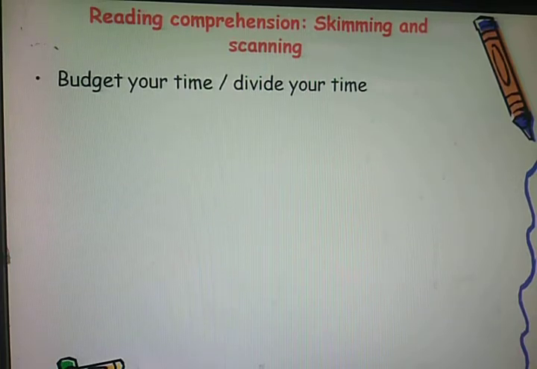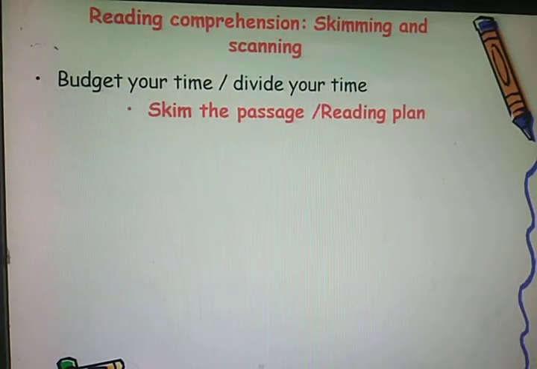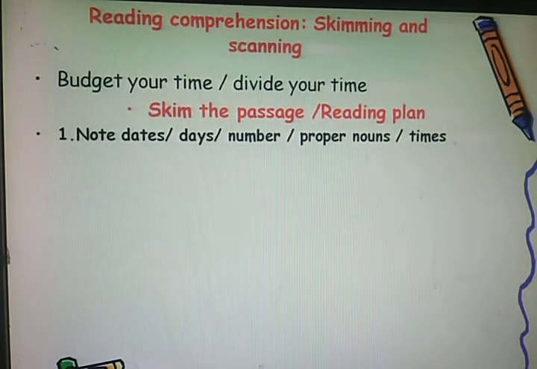So you have to budget your time. If you have more time, give one or two readings to the passage. If you don't have time, read the questions. Skim the passage, reading plan. So there should be some planning of reading. What planning? You have to keep a rough paper in front of you, underline some dates, days, numbers, nouns, proper nouns, times if mentioned in the passage, because these are very important to understand the passage in a better way.